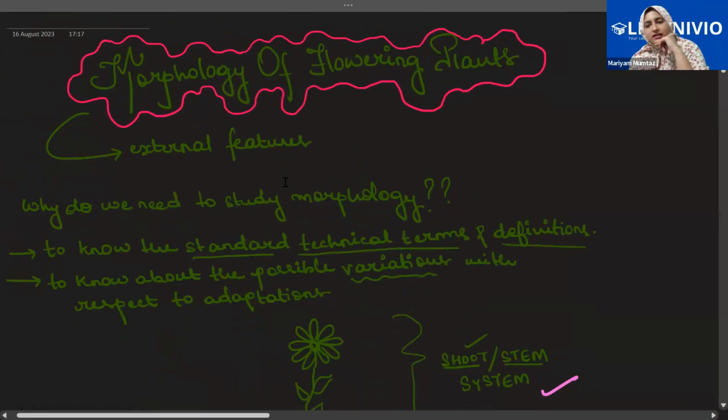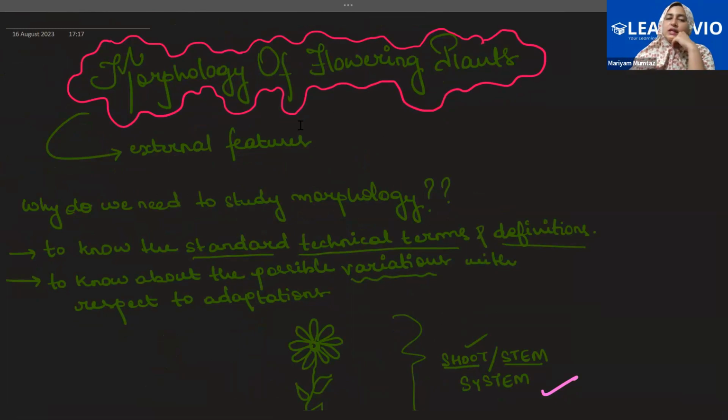Morphology means the external appearance, right? The external features. So now we're going to study all of the variety of external features when the angiosperms are concerned, because we know that flowering plants are the angiosperms, or angiosperms are the flowering plants.